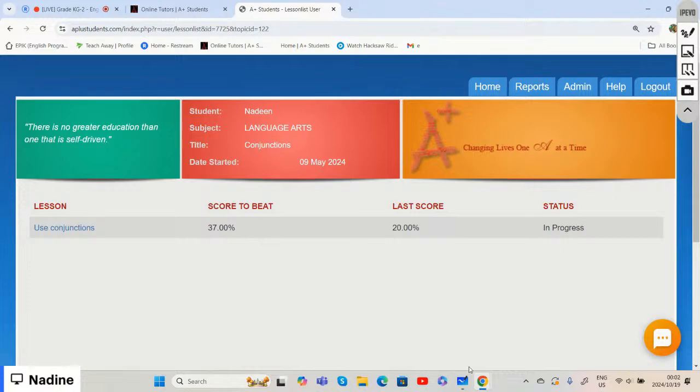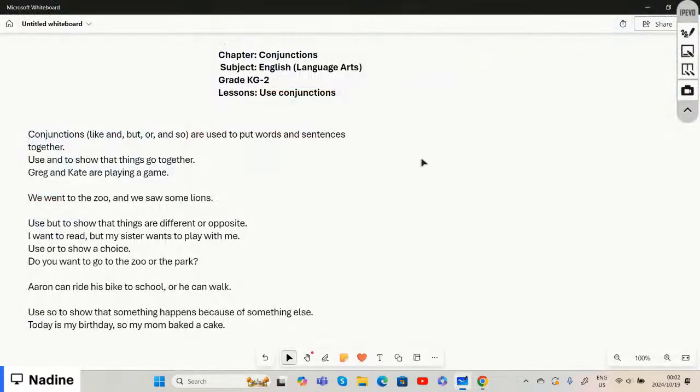All right. So the chapter is conjunctions. Our subject is English language arts. We're doing kindergarten to grade 2, and the lesson that we are going to be focusing on under the chapter of conjunctions is to use conjunctions. So, we're going to use conjunctions.